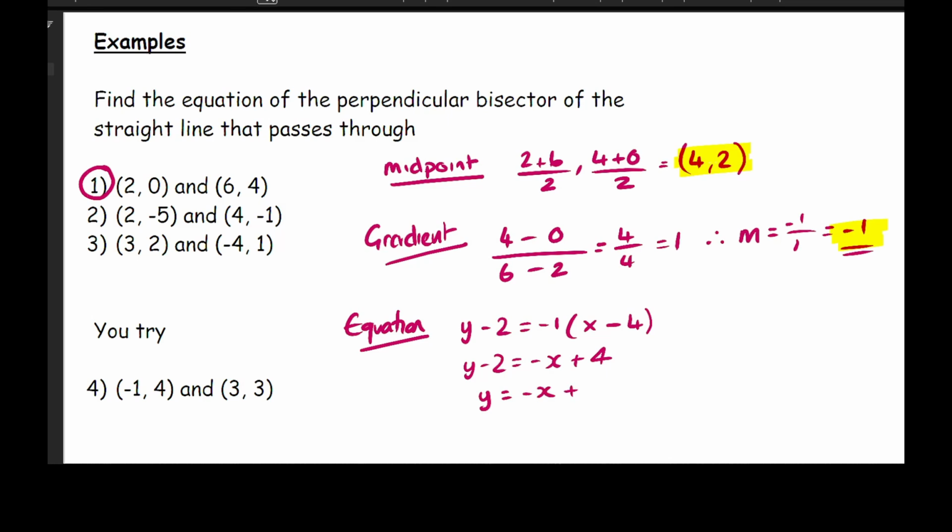Don't worry, I've got 2 there. And then plus 6. So that's one variation we could have. Or you can write x plus y minus 6 equals 0. Any formation of that would be absolutely fine.